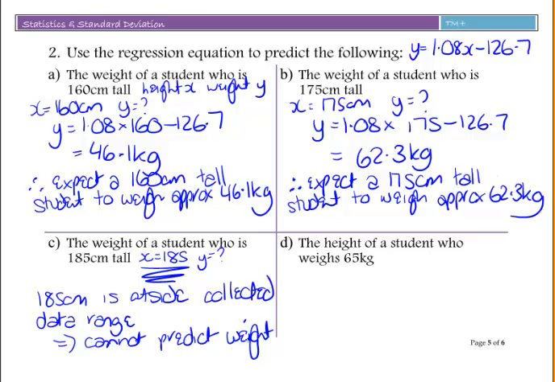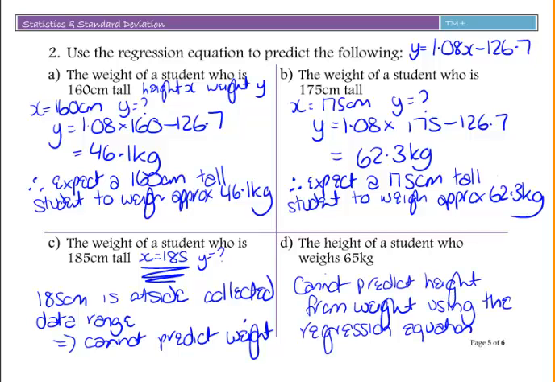Okay, the next one, the height of a student who weighs 65 kilos. Now we can't do this because we're working backwards. We can't work out height from weight. Okay, we can only predict weight from height. So just write: cannot predict height from weight using the regression equation.